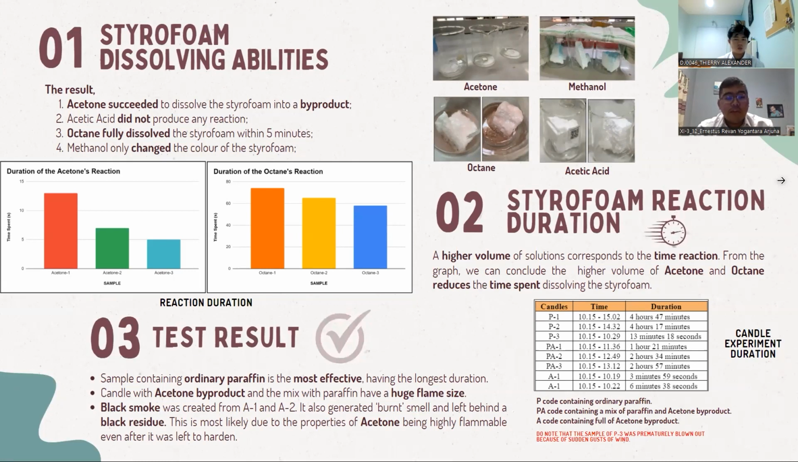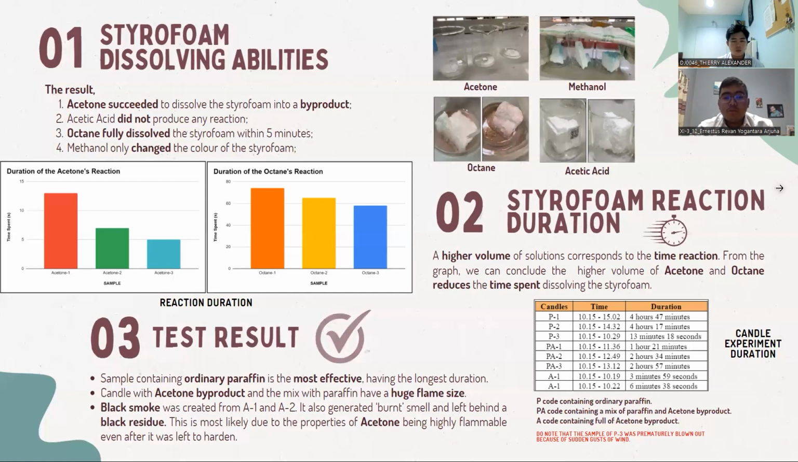And finally, for the candle experiment, we found that the samples containing ordinary paraffin are the most effective because they have the longest duration. The candle with acetone byproduct mixed with the paraffin has a huge flame size. Meanwhile, the experiment with only the acetone byproduct, A1 and A2, created a black smoke, generated a burnt smell, and also left behind a black residue. This is most likely due to the properties of acetone being highly flammable.